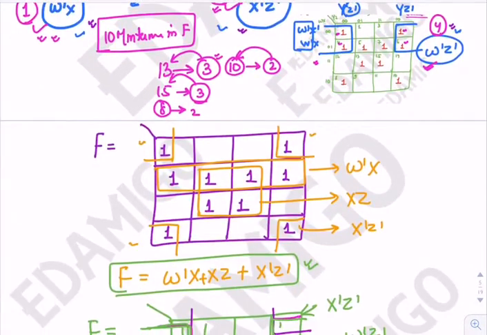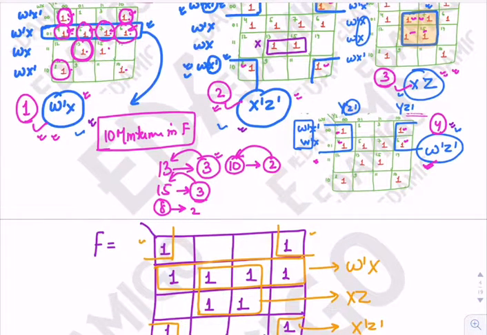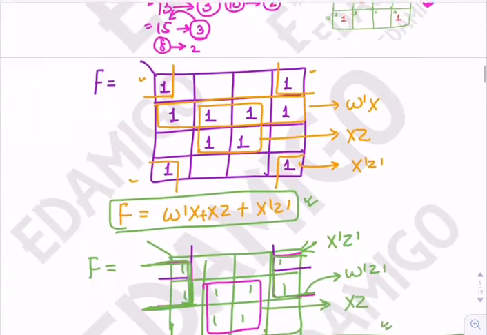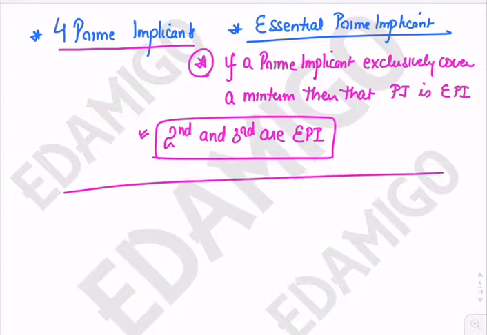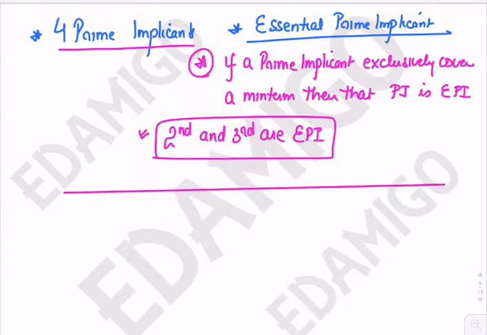Now out of these four, we try to find out which of the prime implicants are exclusively covering a min term. We found that the third is exclusively covering 13 and 15, so it is an essential prime implicant. The second is exclusively covering 10 and 8, so it's an essential prime implicant. Such a question can be asked in any competitive exam. It's very important. Four prime implicants are there and there are two essential prime implicants. So this is part one of question number one.